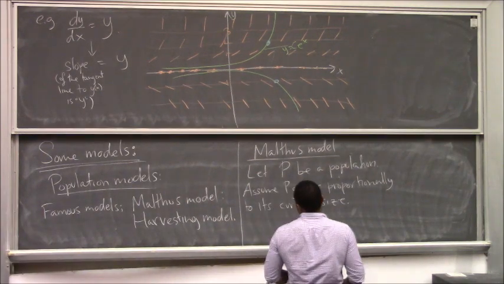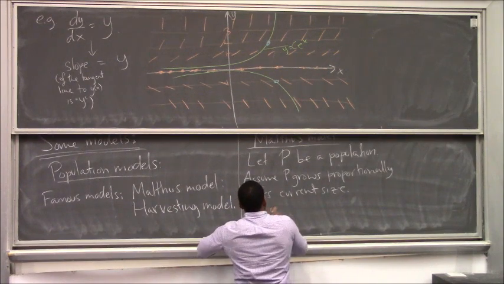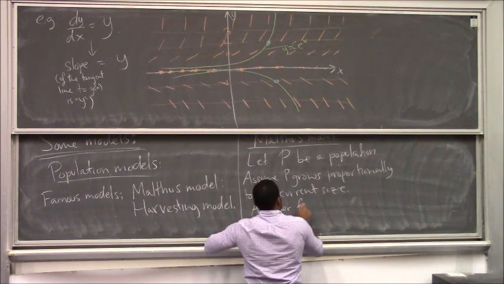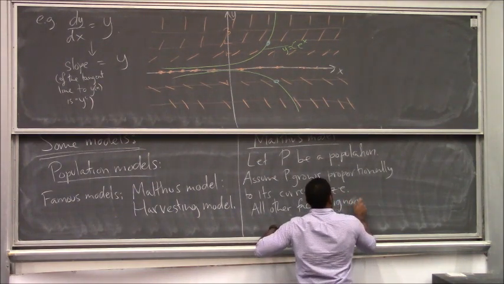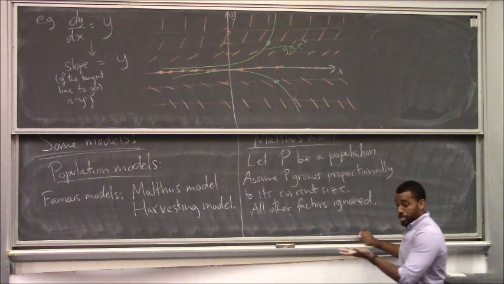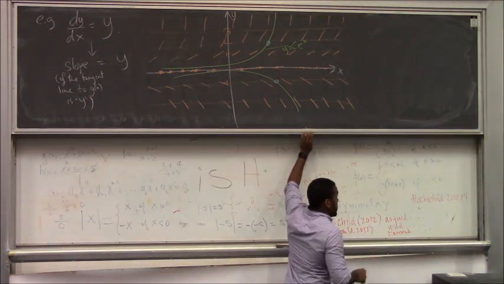And that's pretty much it, with pretty much all other factors ignored. And you have a Malthus model. Very simplistic model, but it is useful, it is used.